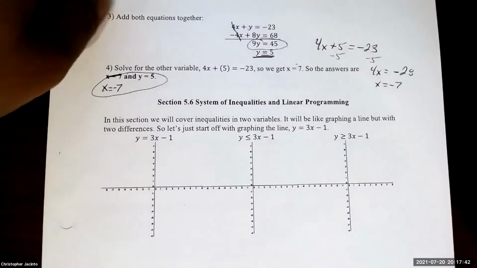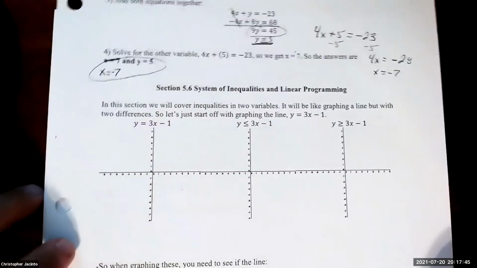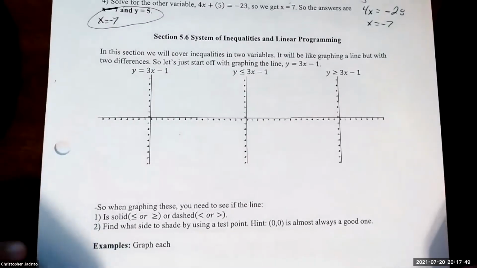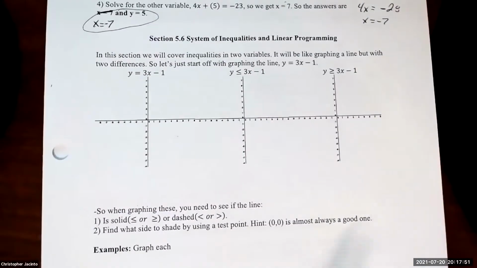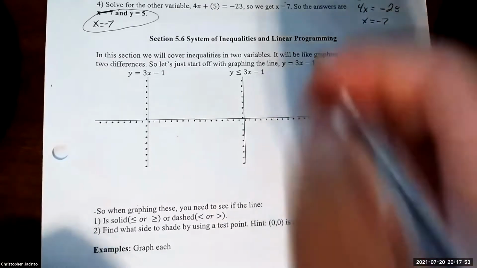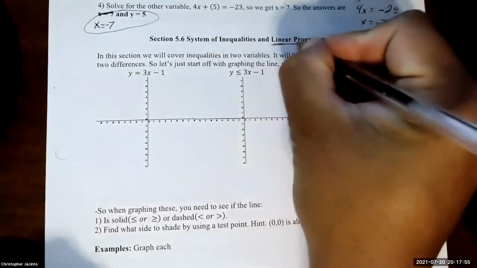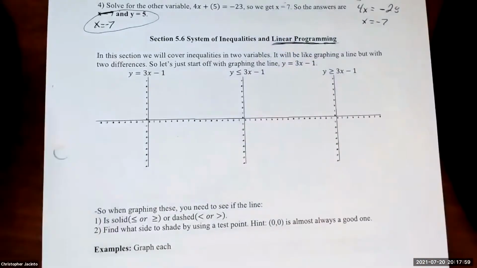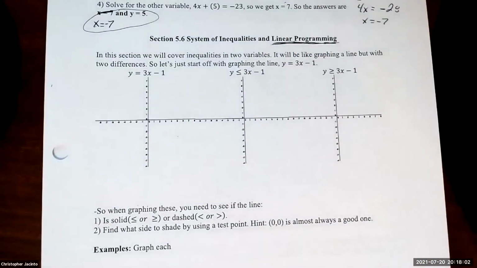We're going to skip around all the way to 5.6. So we're doing 5.6 before we do all the other ones. Okay, so 5.6 is called System of Inequalities and Linear Programming. Now, linear programming, if you're wondering, means computer language. So we're actually learning what a computer language actually deals with.